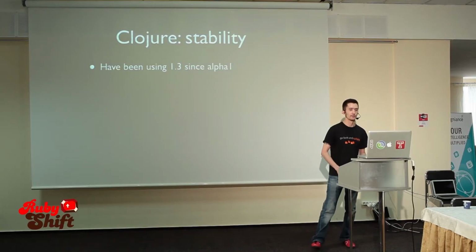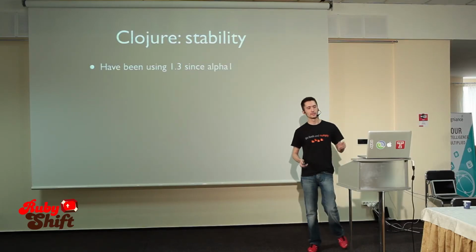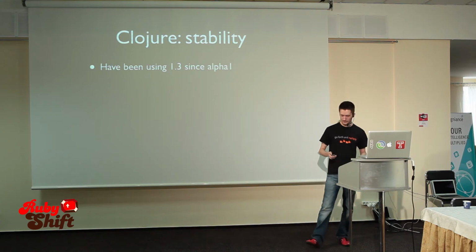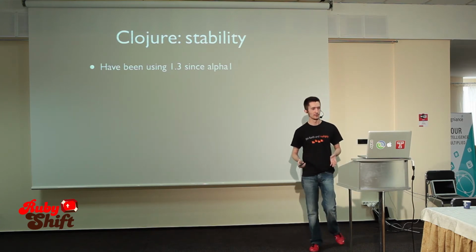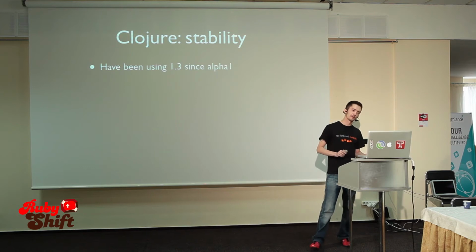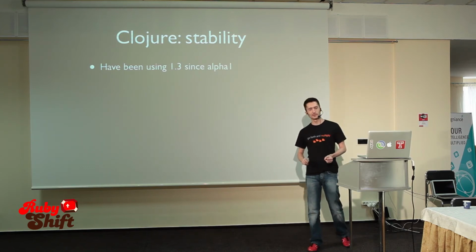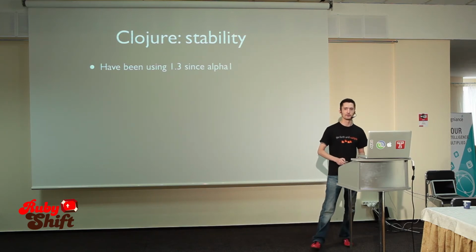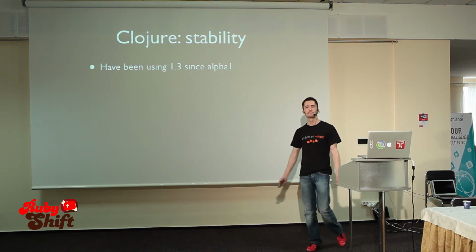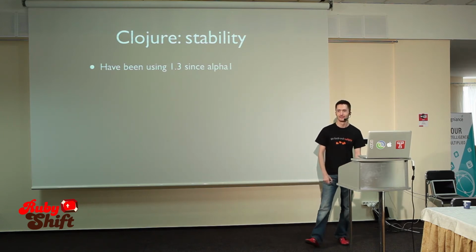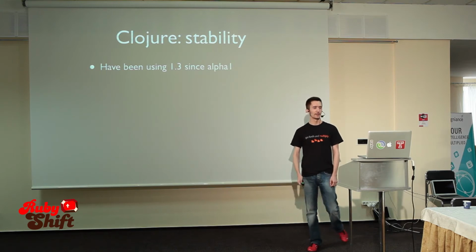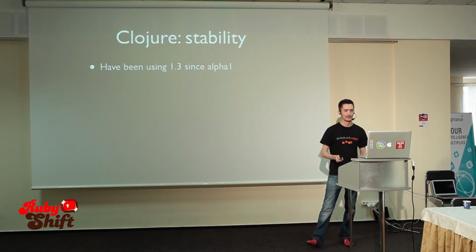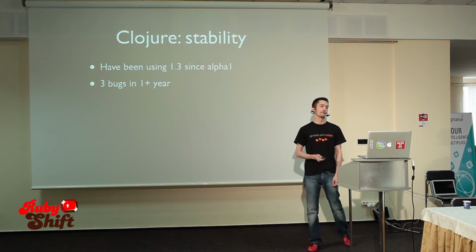So let's take a look at another thing that I really like about Clojure. It's stability. I have been using Clojure 1.3 since the first alpha, so I don't use nightly snapshots, but at first I was very skeptical, like, what's this alpha stuff? Raise your hand if you run an alpha Ruby version in production? Yeah, okay, not many people do that. I understand that. And we have hit 3 bugs in Clojure in over a year.